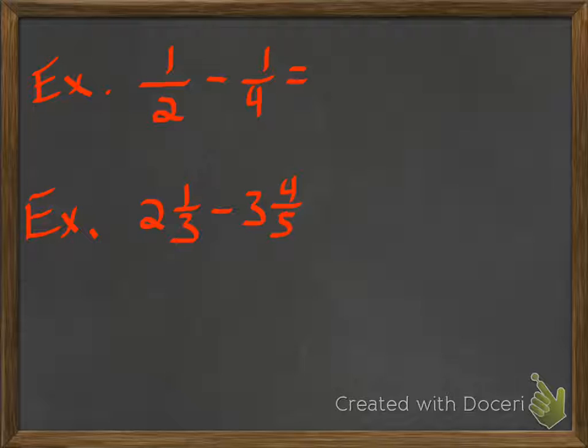So here we go. 1/2 minus 1/4. No mixed numbers, so we don't have to worry about that. Now we have to find the least common multiple of 2 and 4. So the least common multiple of 2: 2 times 1 is 2, 2 times 2 is 4. I'm going to stop there, because 4 times 1 is 4, and my least common multiple is 4.